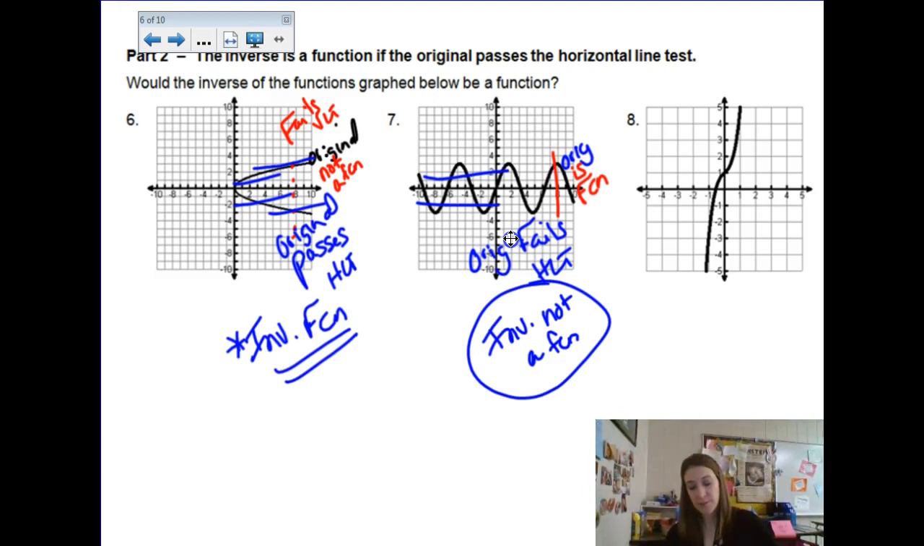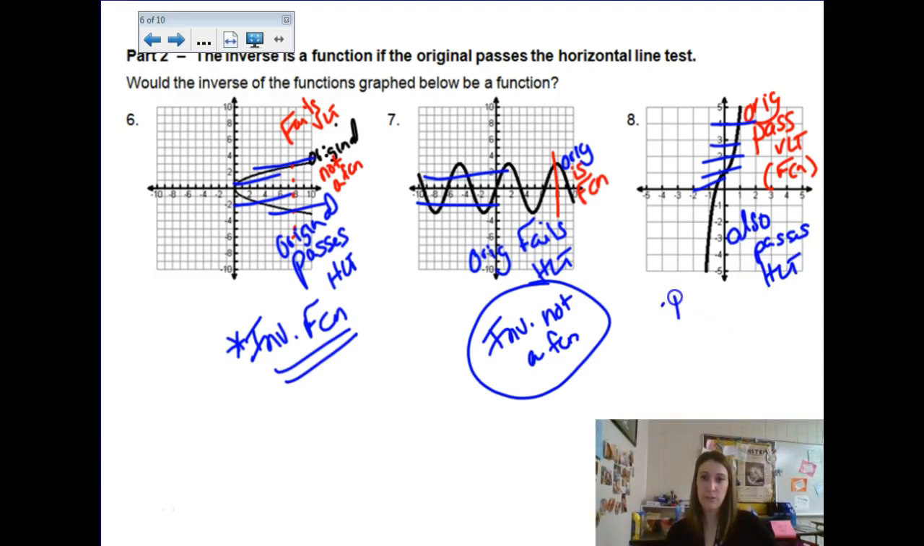And then let's look at this next one. So we have our original here, and he's going to pass the vertical line test. So he is a function. And then I noticed he'd also pass the horizontal line test. And what that tells me is that the inverse is a function. Sorry for the sloppy handwriting.